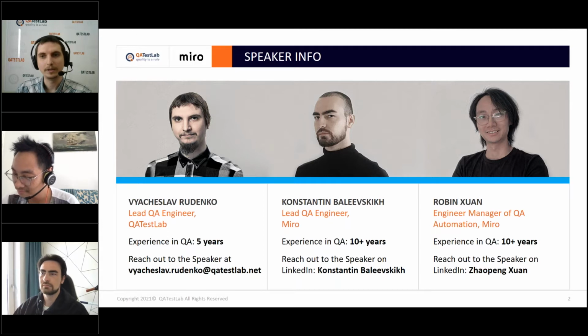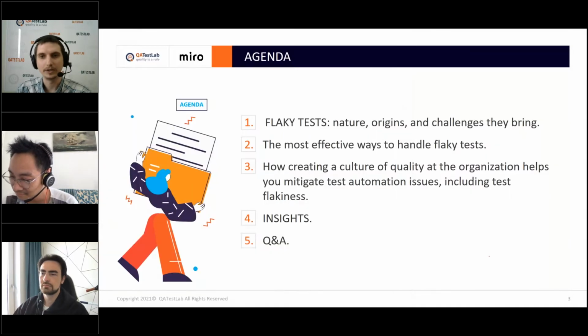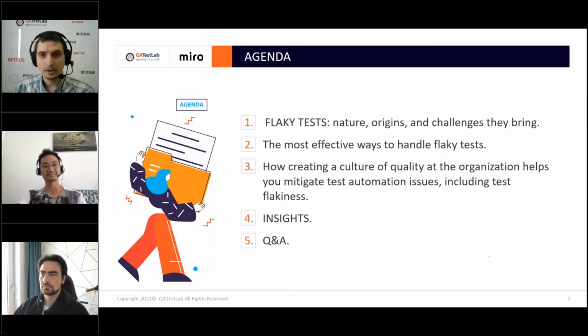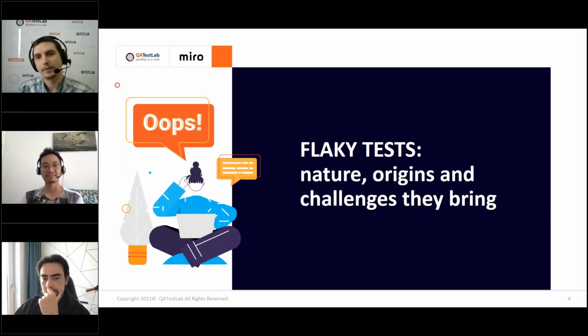Our topic for the webinar today is how to mitigate the risk of flaky automation tests. We're going to talk about the nature and origins of flaky tests, about the challenges they bring. We're going to give you some insights on how to find ways to mitigate flaky tests. We're also going to share some hints on how to create a culture of quality at the organization that helps you mitigate test automation issues, including flaky tests, and much more.